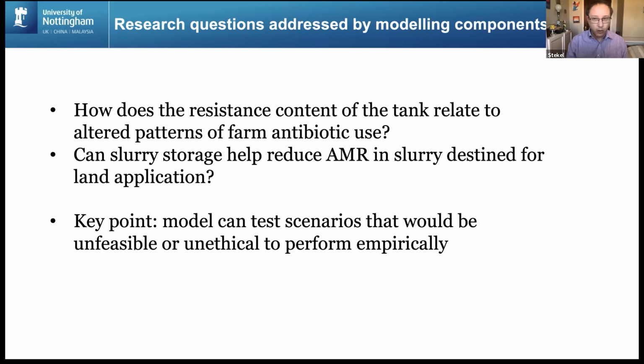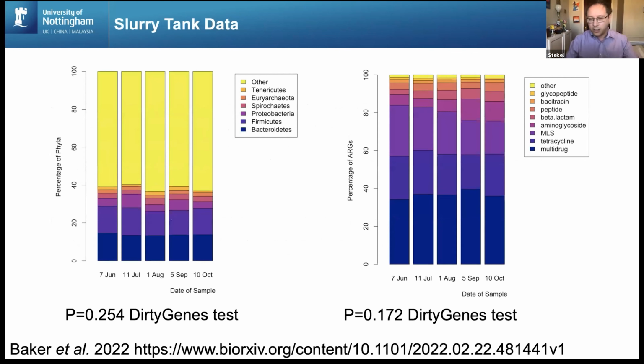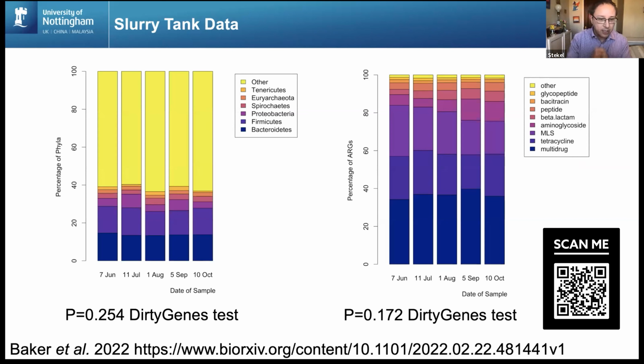Our original hypothesis was that the tank might be a place where we were selecting for resistance, but we've actually come to the reverse conclusion, that it might be a place that can help reduce AMR. And the key point that we were able to do with this is we could use modeling to test scenarios that would be unfeasible or unethical to perform empirically. But one thing I just wanted to show, there's a lot of data in this project, and one thing I did want to show was samples from the tank where we have again used this DirtyGenes test.